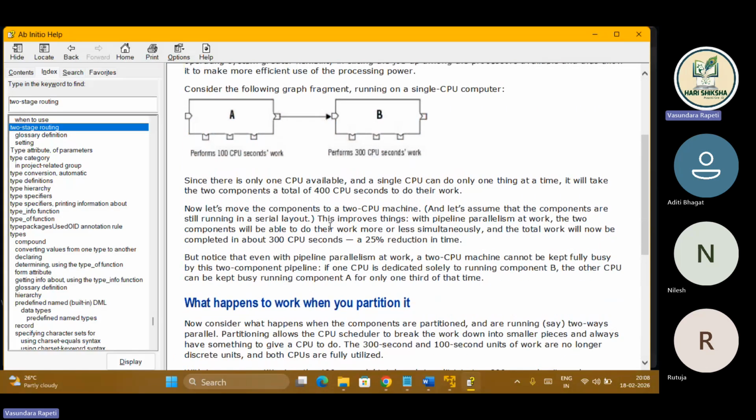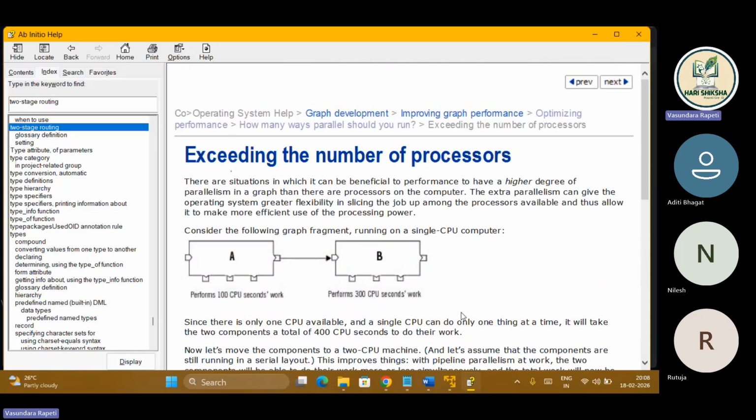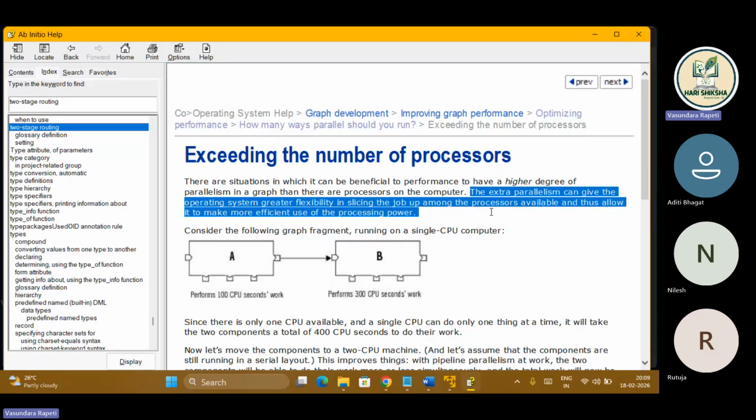that's good for computational tasks, high degree of parallelism. So there are situations when it can be beneficial to performance to have a higher degree of parallelism in a graph than the number of processors on the computer. The extra parallelism can give the operating system greater flexibility in slicing the job among the processors available, and does allow more efficient use of processing power.